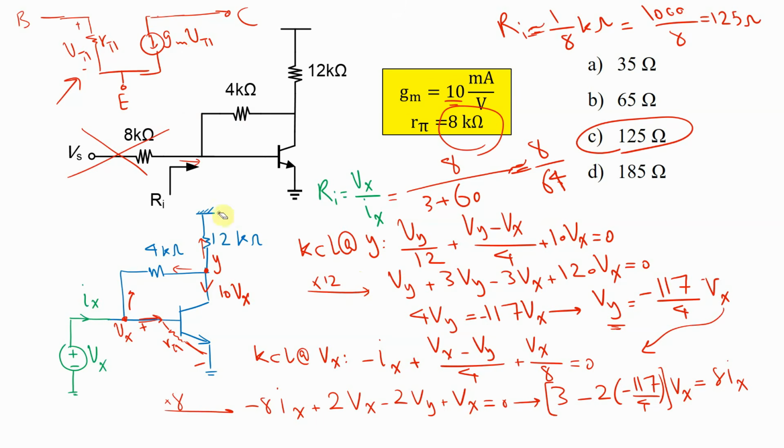And don't forget where to look. In each node that you're going to look at in the circuit, you just put some test voltage and current to calculate the input resistance.